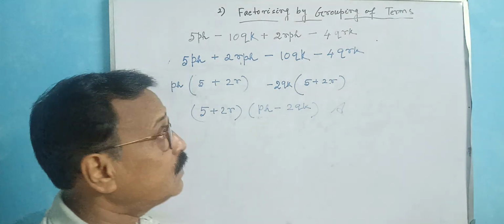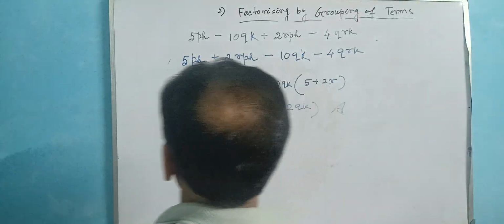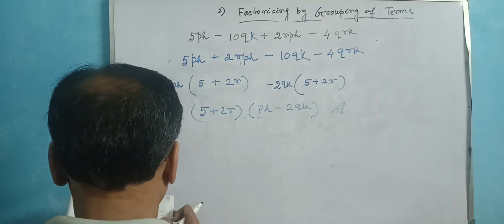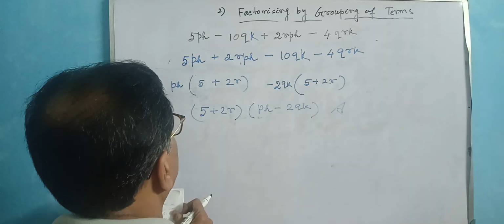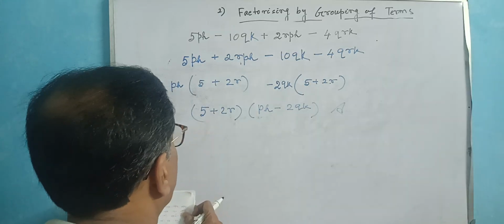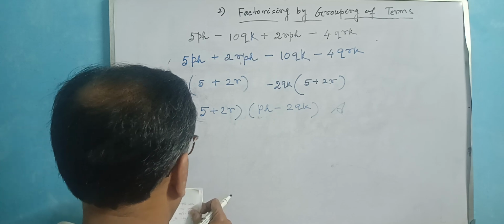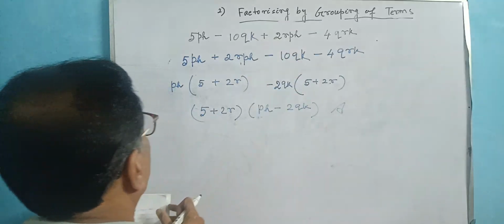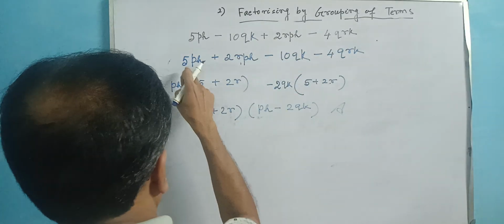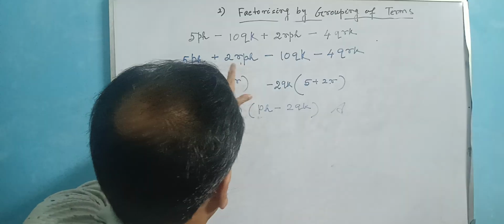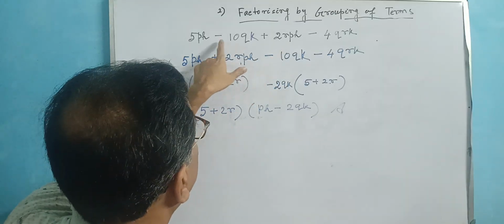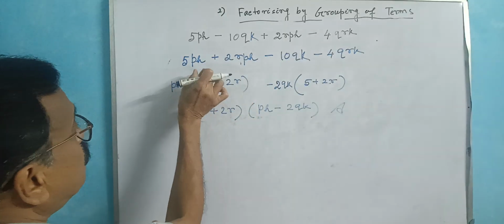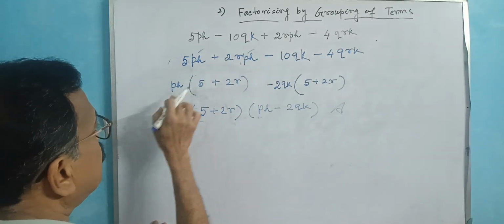Clear? So this is the way. One, I repeat, 5pH minus 10qK plus 2rpH and 4qrK. So this is K, this is K. For that, 5pH and here is 2rpH and there is minus 10qK and this is 4qrK.